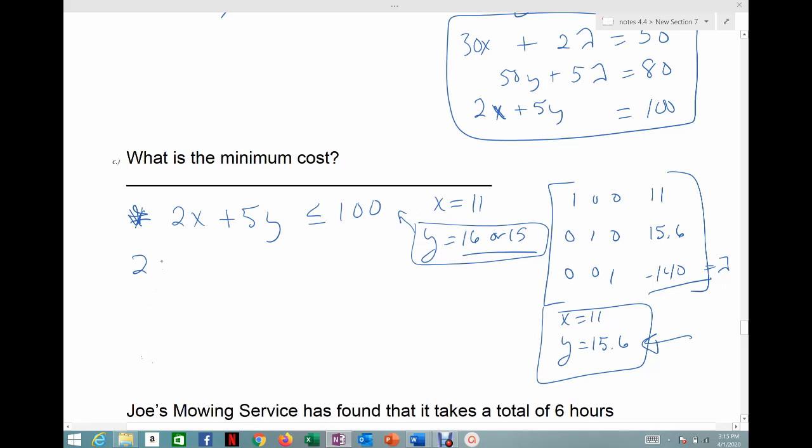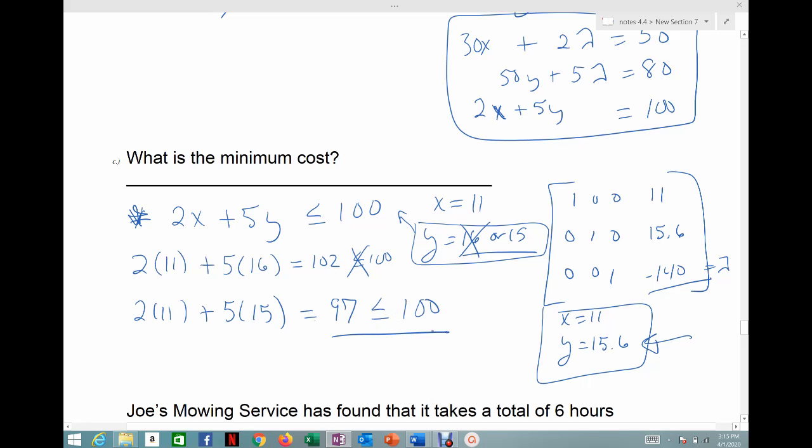Alright, so if I round up to 16, my x is 11, my y I rounded to 16, and so when I simplify that, I multiply that out, it comes out to 102. Well, that doesn't work because it's not less than 100. Alright, so I can't round to 16. Alright, we'll check out 15. You should make sure 15 works. So I put my 11 in for x, 15 in for y, multiply and simplify. That comes out to 97. Well, that works. 97 is less.